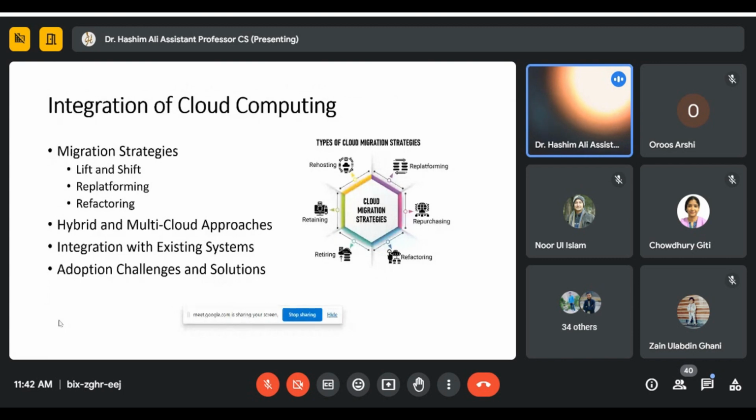So I hope this is clear about the integration of cloud computing. We have discussed the migration strategies and the basics. There are three migration strategies, and we can go for other approaches as well.